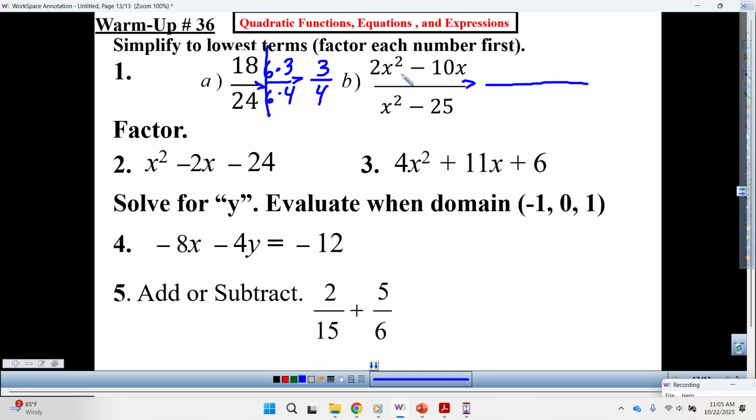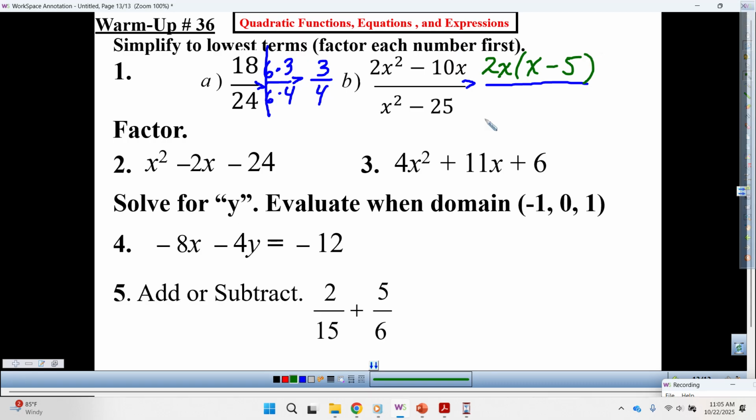Tell your neighbor what you got for the GCF for the numerator. What is the GCF for the numerator? What are the factors? Then Jacob's going to pass someone. Carlos is not here. Miguel, GCF? 2. What else? X, I heard. Okay. That leaves us with x minus 5.